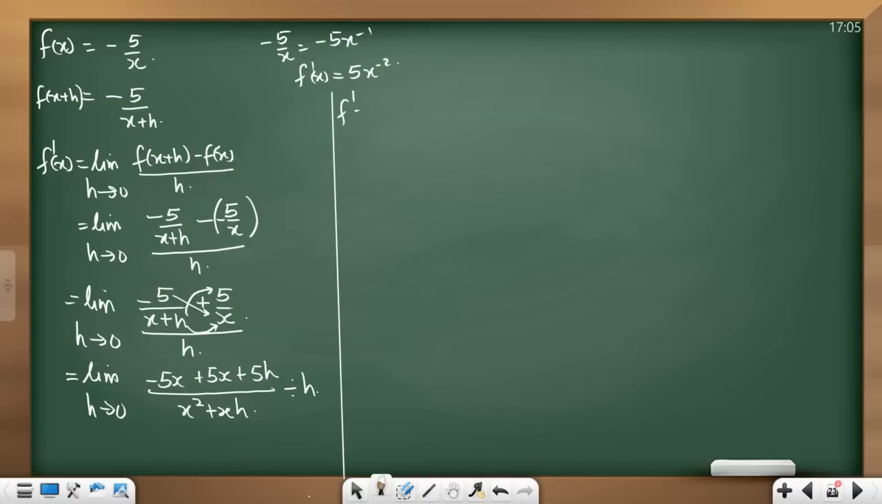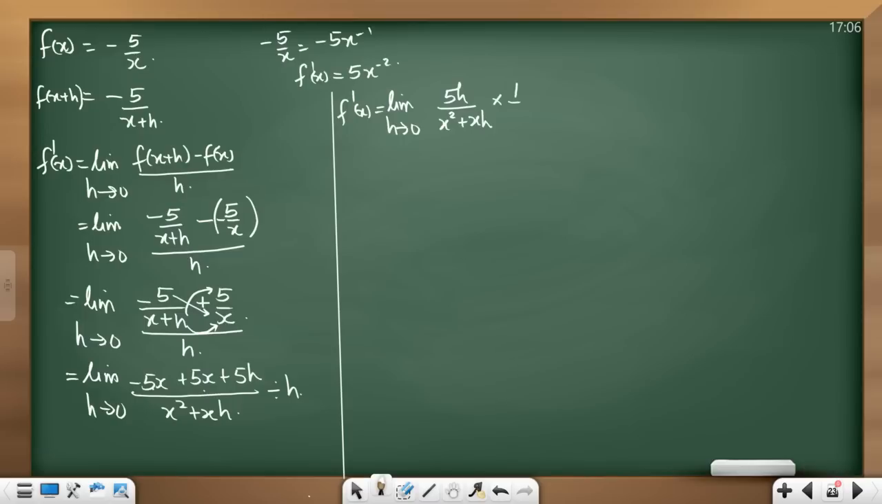So what do we have? F prime of x. We still write this. You'll be penalized if you don't write your limit. Alright, limit, and write it as close as possible to the function. Do you notice negative 5x plus 5x? Something must cancel, please. So what are we left with? We're left with 5h over what? x squared plus xh times 1 over h.